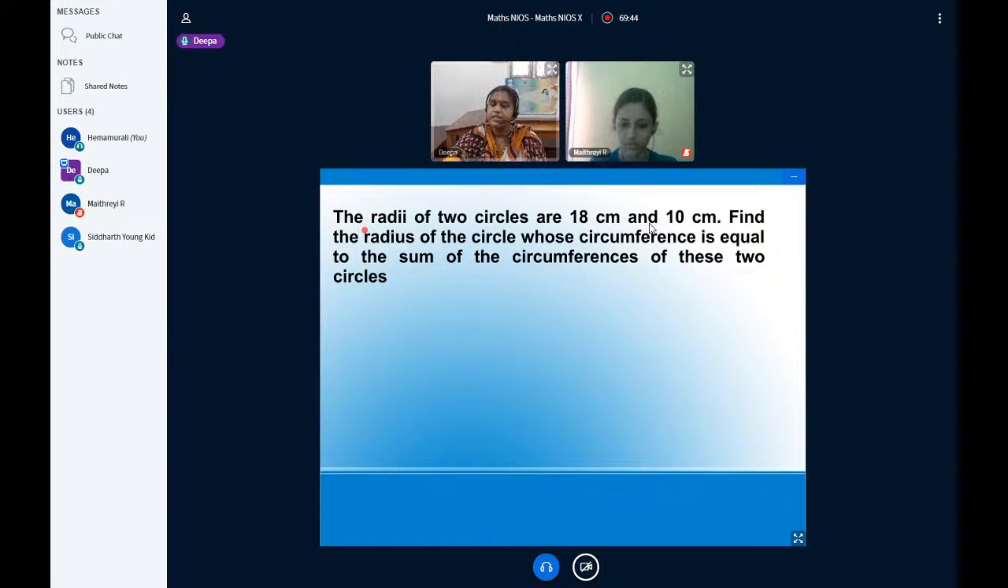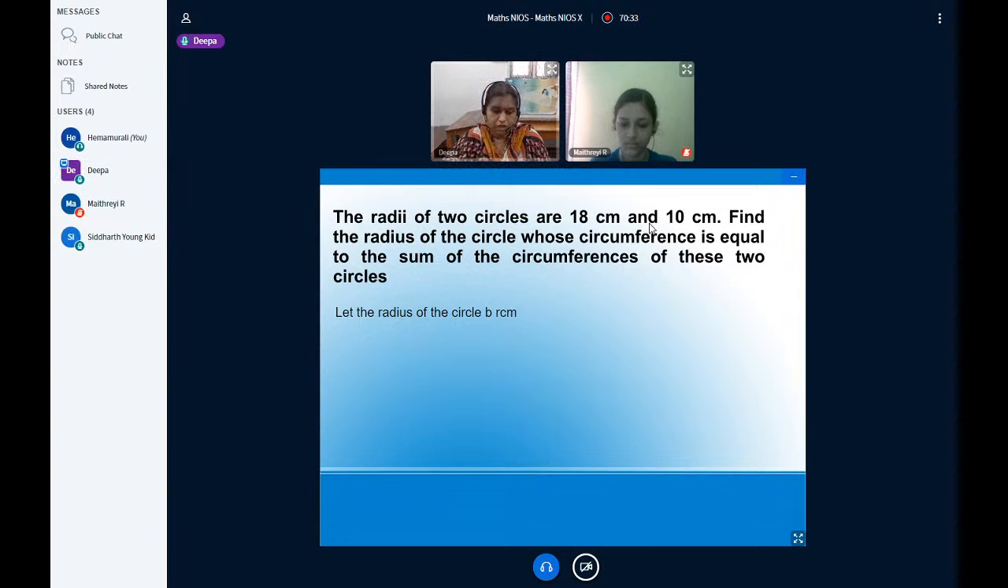Now we are going to find the radius of a circle given two circles of radius 18 centimeter and 10 centimeter. One circle has 18 centimeter radius and the second circle has the radius 10 centimeter. Find the radius of the circle whose circumference, that means perimeter of the circle, is equal to the sum of the circumference of these two circles. Okay, let's do. Let the radius of the circle be r centimeter.